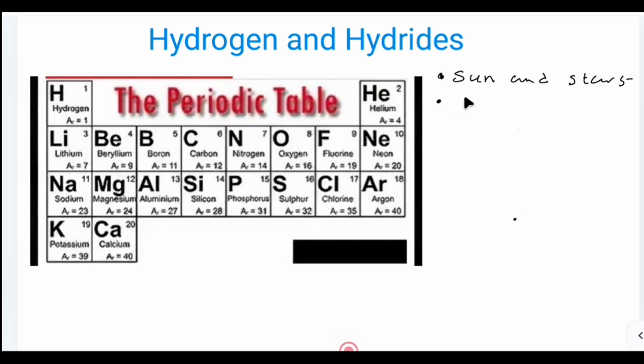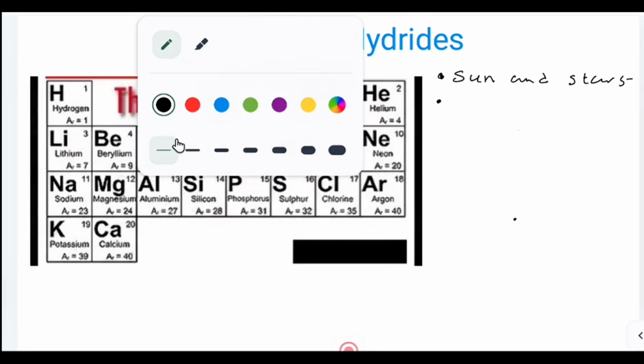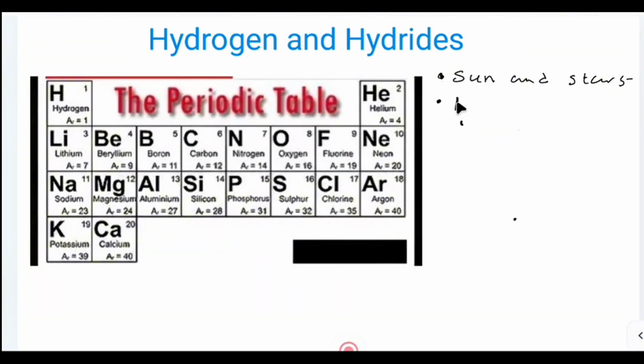Also, important organic compounds such as proteins and carbohydrates contain hydrogen. And overall, hydrogen makes up about 1% of the Earth's crust.